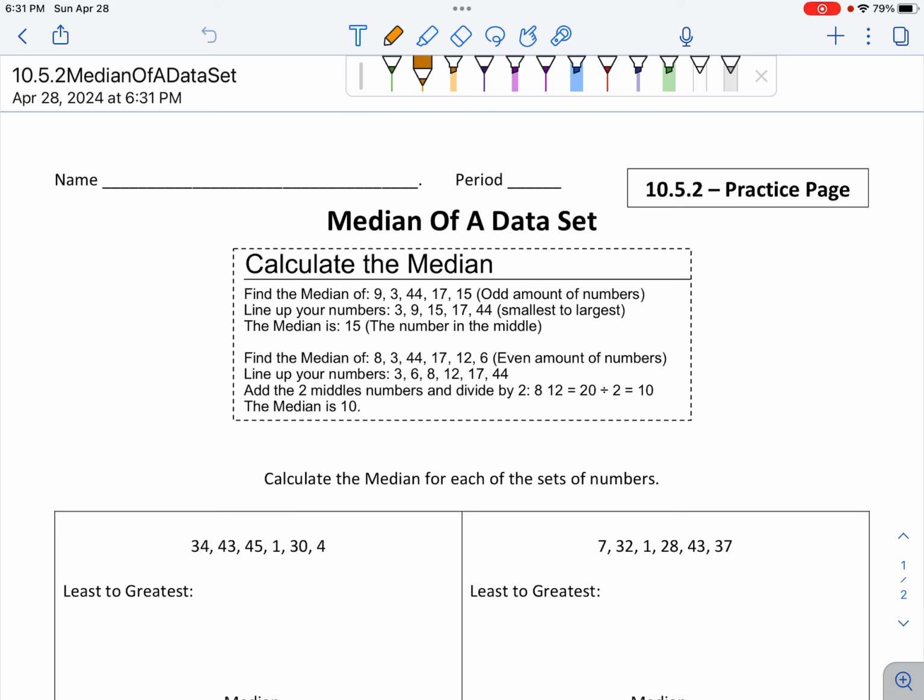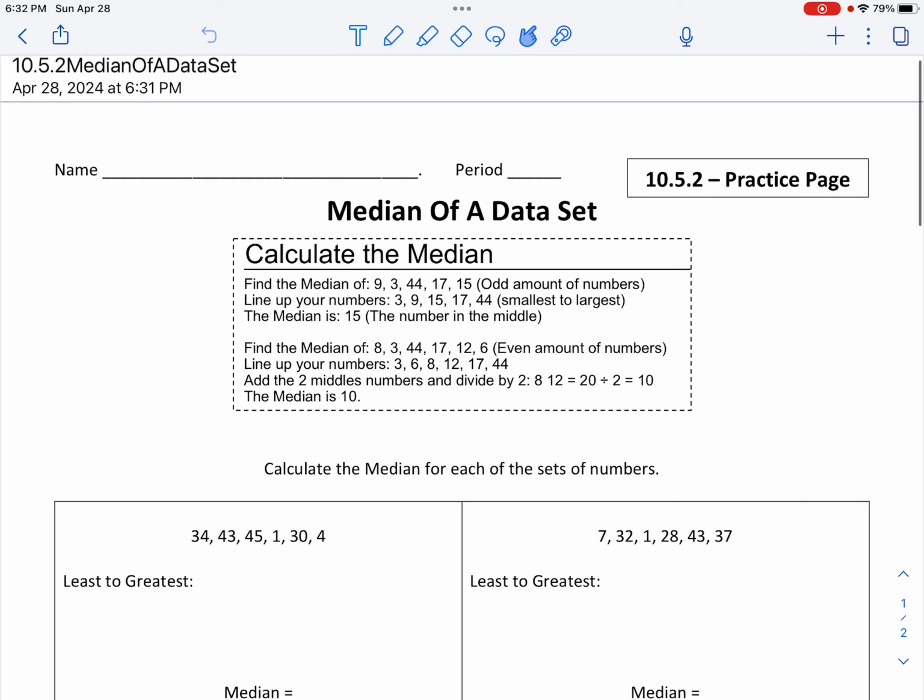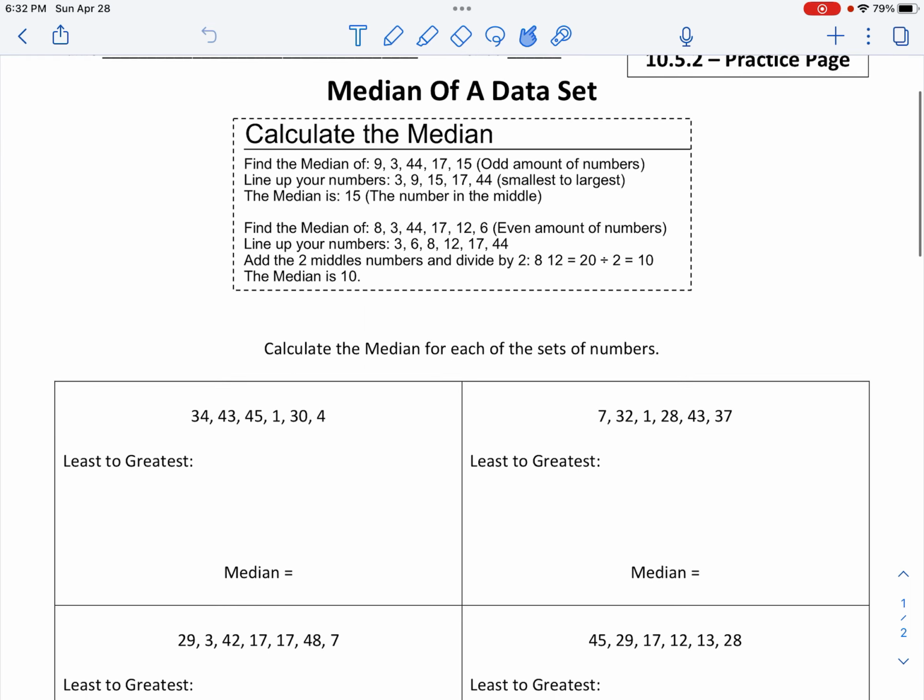Hey, sixth grade. Today we are reviewing how to find the median of a data set. In some ways, this is my favorite type of average because there's not a whole lot of math that needs to be done. But in some ways, it's my least favorite because you really have to be careful about how you go about solving these problems.